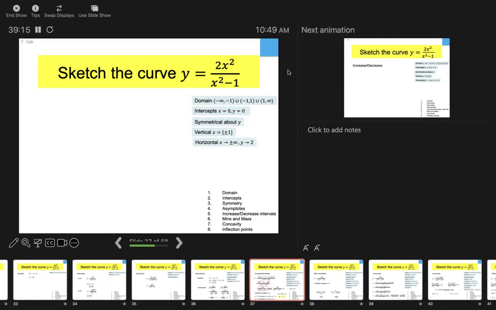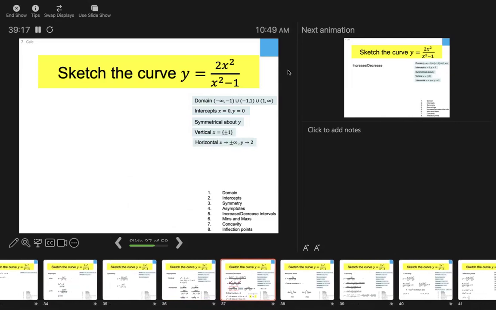Increase and decrease. And how do we find that? Find the first derivative. Okay, what's the problem with this one? You have to use the quotient rule. Well done. All right, quotient rule: low d high minus high d low over low squared.